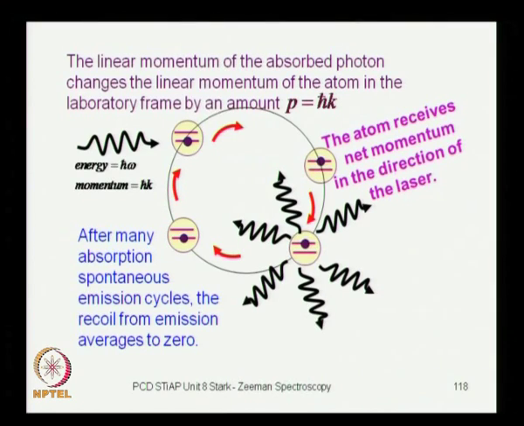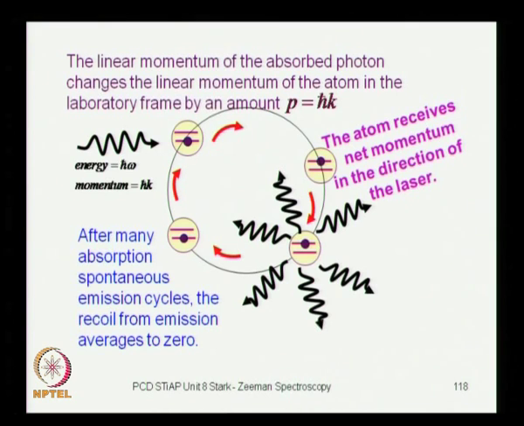And the result is that it ends up getting a net extra momentum in the direction of the laser light, which is the original direction. So, that is how it gains momentum in a particular direction, because the recoil kick it gets by emitting the photon in different directions, in different cycles, gets averaged out.